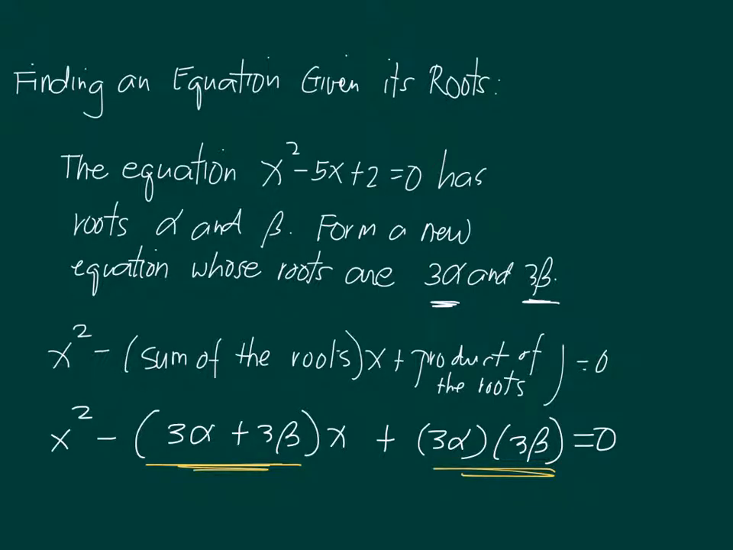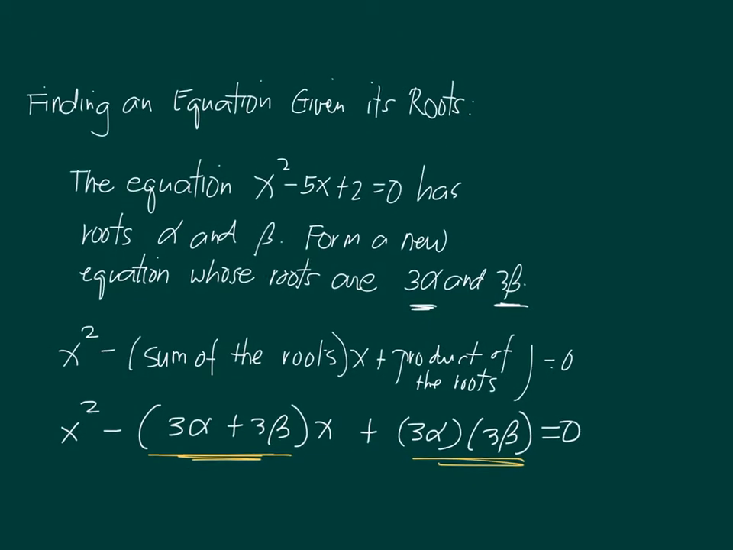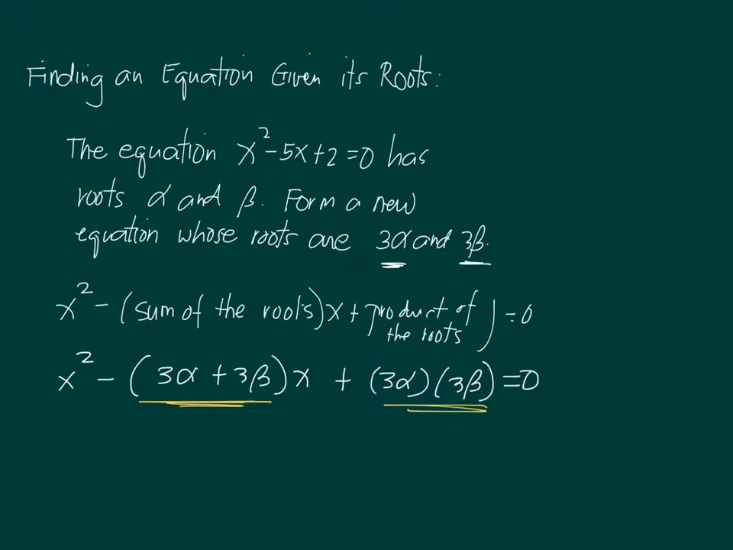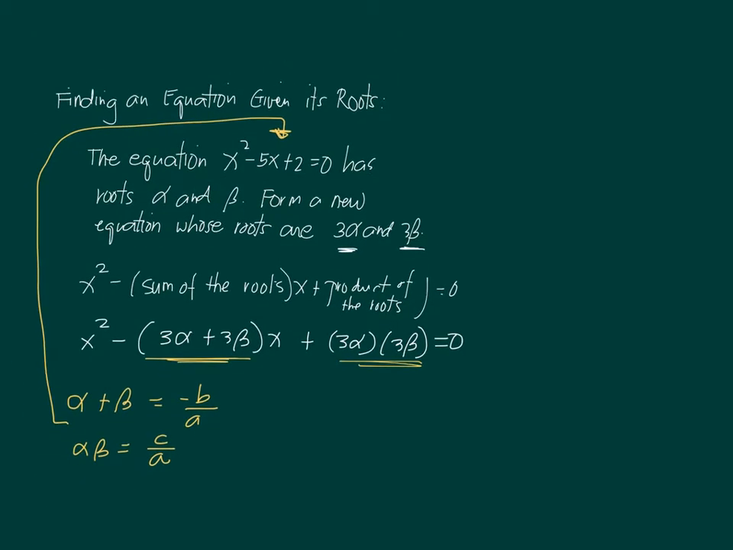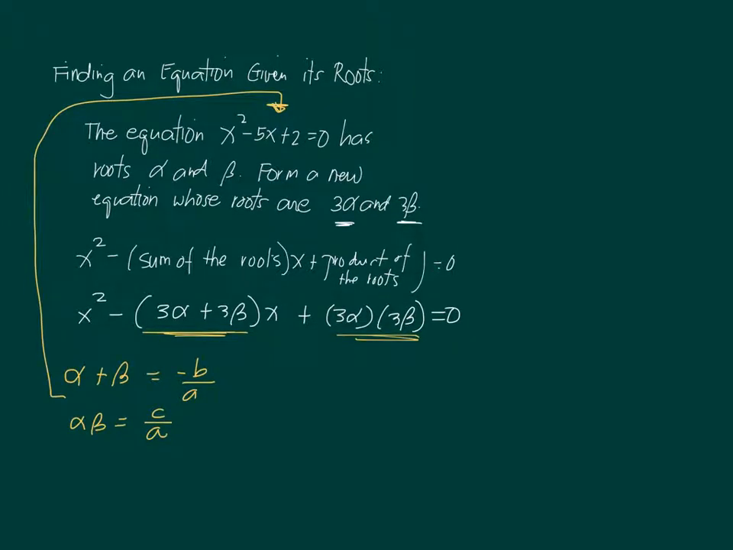So how do we exactly find these values? We need to consider some ideas: alpha plus beta is negative b over a, and alpha beta is c over a, coming from the other equation. Okay? So I need you to keep that in mind. Again, the goal is to find this and to find this.